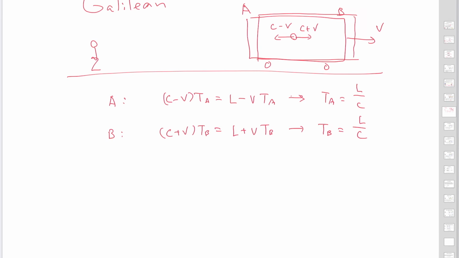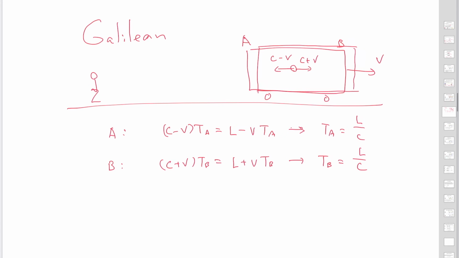So in this case, even the boy observes the light arriving at both ends simultaneously, because T sub A equals T sub B. In the Galilean world, a simultaneous event is observed by everyone. So we have to drop this idea of the Galilean world to accept special relativity. Actually, the idea of relativity is very different from our daily experience.